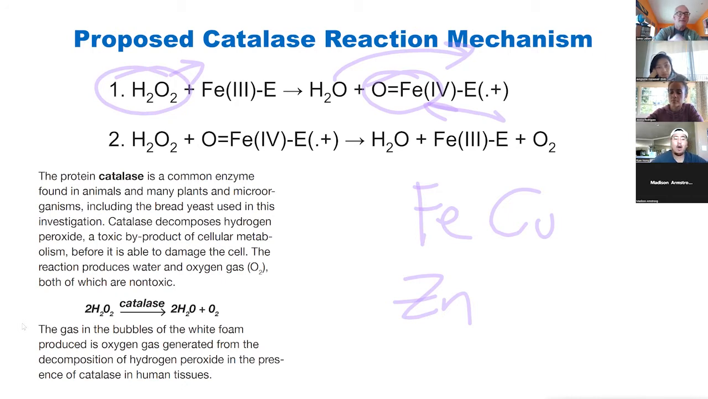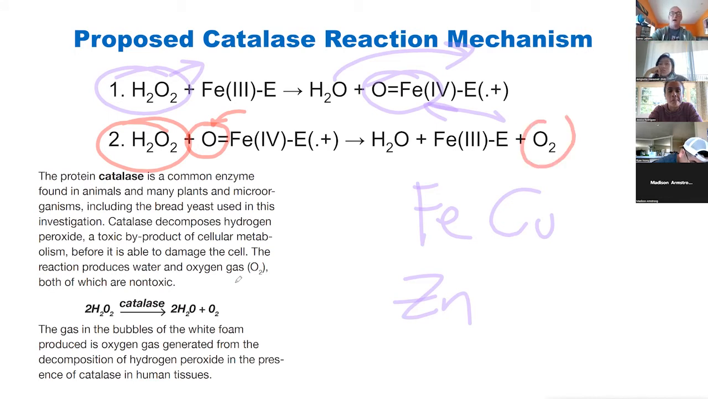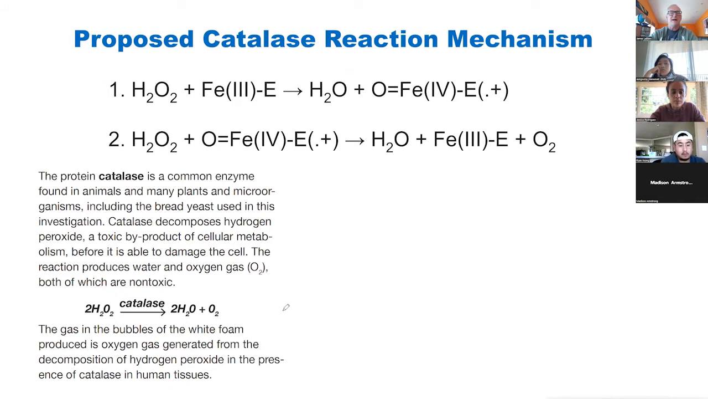So what happens is a second peroxide molecule goes in, and it interacts with the oxygen that's bound to the iron. So one of the oxygens from the peroxide interacts with this oxygen. They form a compound, oxygen, and that's released. And then the water is also released. And notice what happens to the iron. And this is critical for an enzyme.